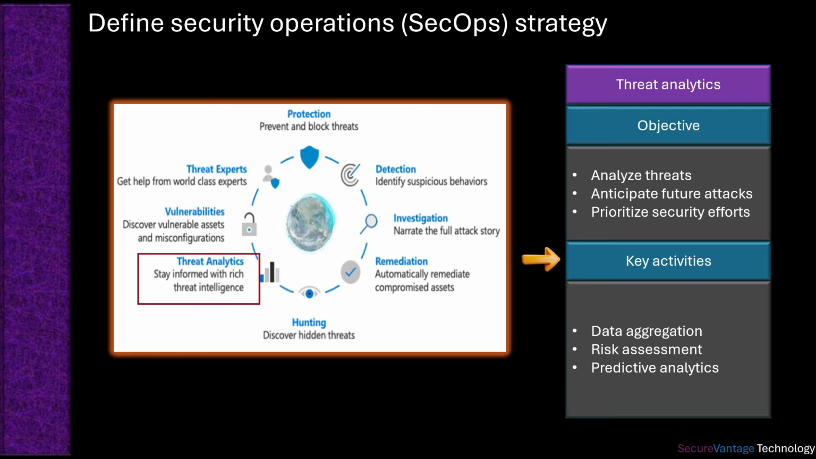In the data aggregation, organizations collect and consolidate threat data from various sources, including internal logs and external threat intelligence feeds. In the risk assessment, security admins analyze the likelihood and potential impact of different types of threats to prioritize mitigation efforts. And in the predictive analysis, using AI and machine learning, security admins can forecast future threats based on historical data and current trends.